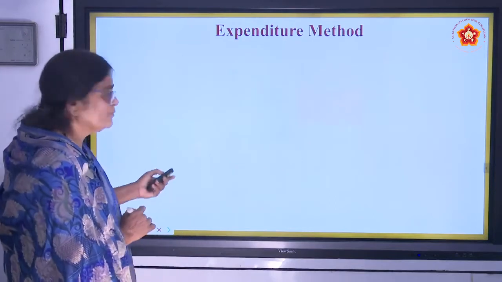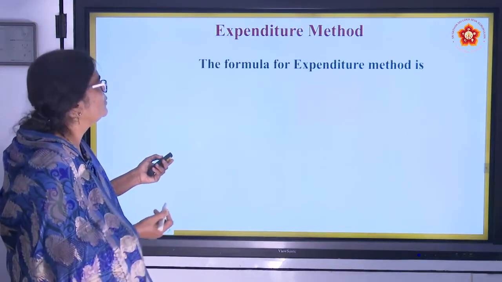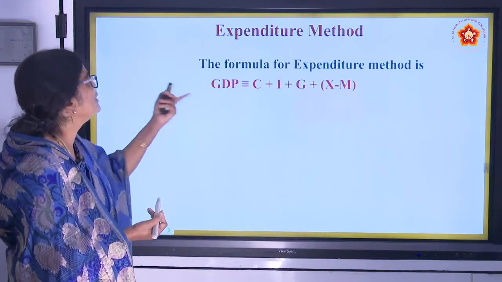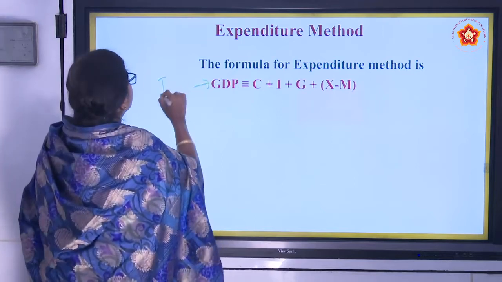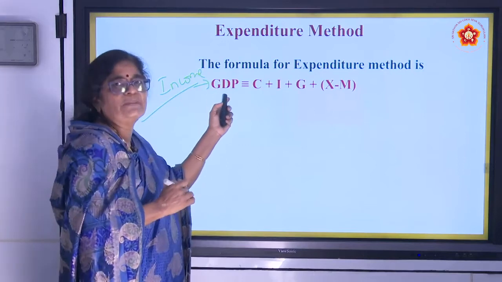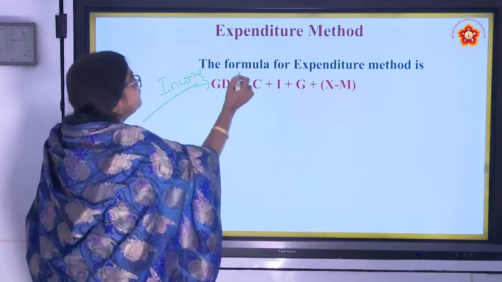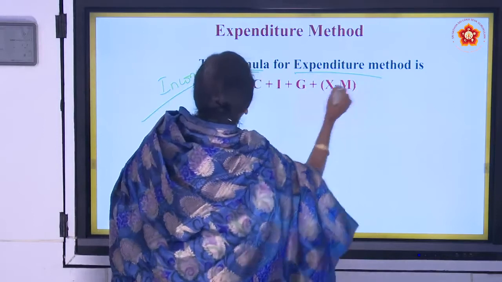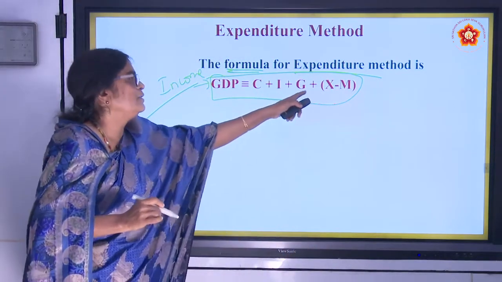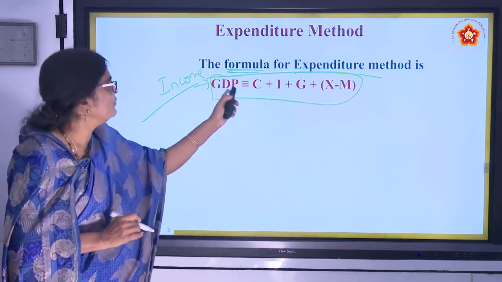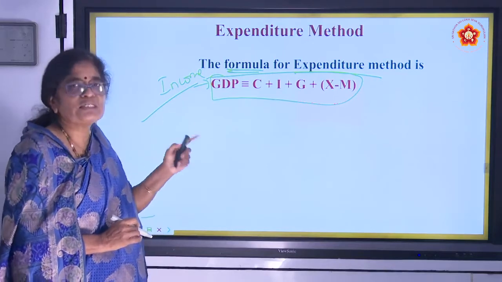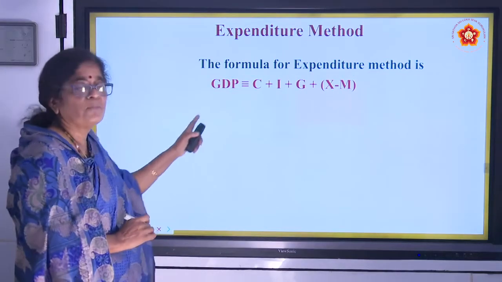We are now studying the expenditure method. Therefore, we have to calculate all the expenditures together to make a revenue or income. Income is expressed in terms of GDP. Therefore, the formula for the expenditure method is this, that is one you have to remember: GDP equals C plus I plus G plus (X minus M). This is the equation we derived. How to derive this equation, you should know, because this is a long answer question, 6 marks for the board exam.